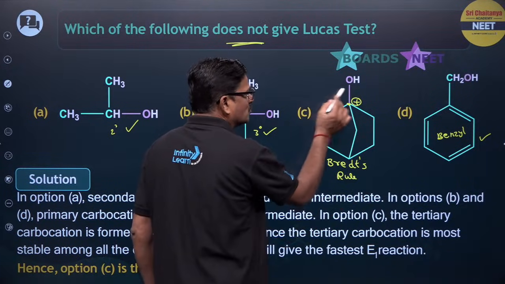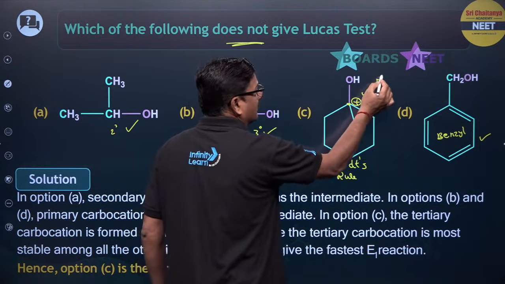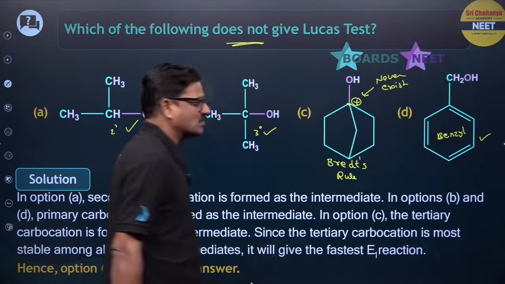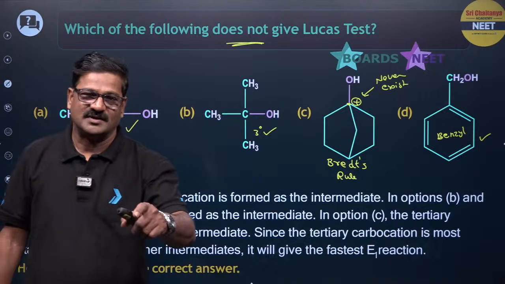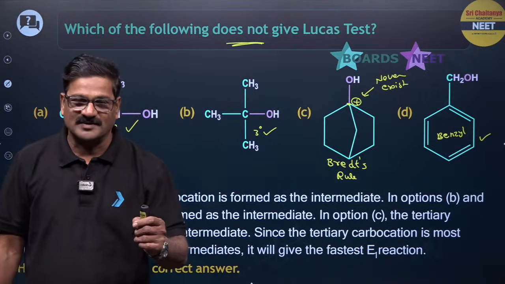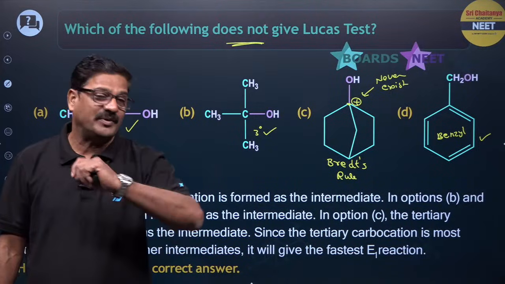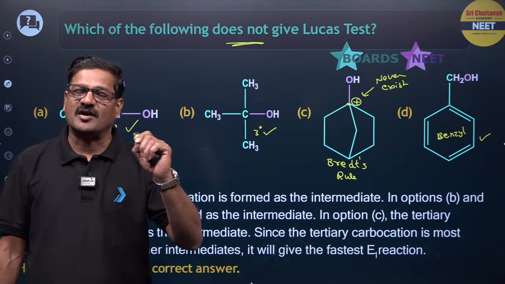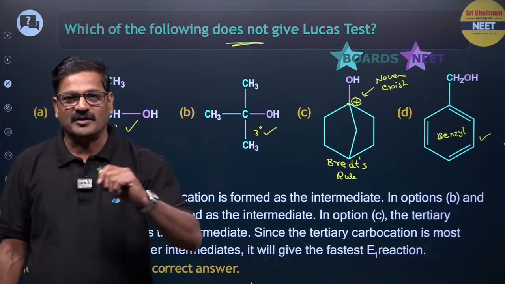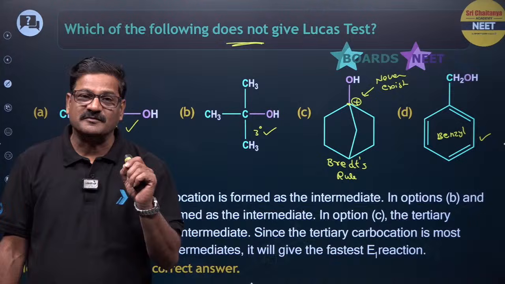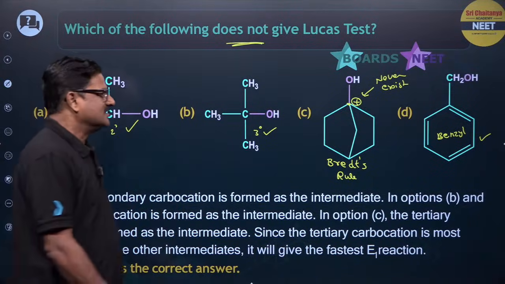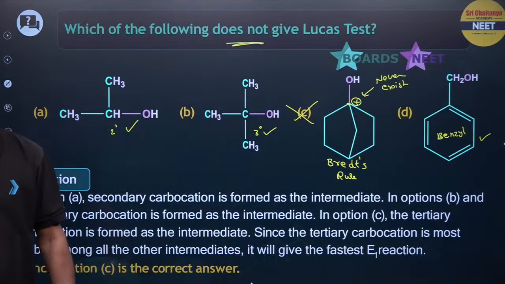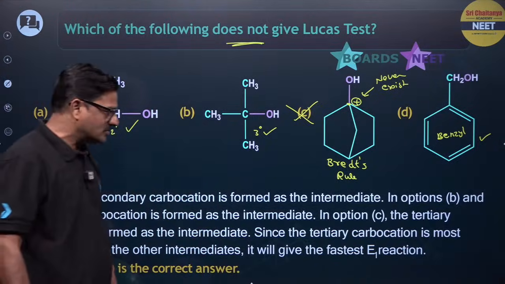So this is super unstable, it can never exist. According to Bredt's rule, a bridgehead carbon can never be sp2. What does sp2 mean? It cannot be a carbon free radical, it cannot be a carbocation, it cannot be a carbon with a double bond. So this will not give the Lucas test.